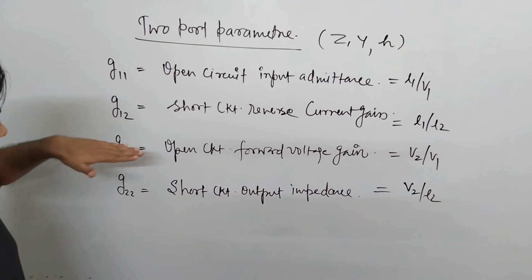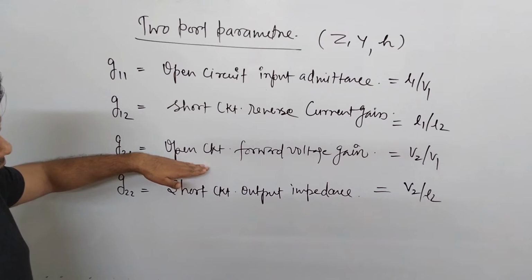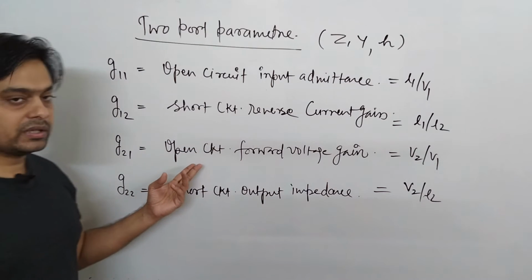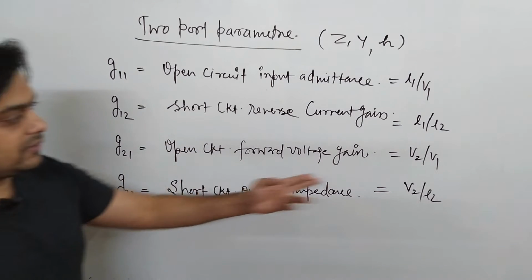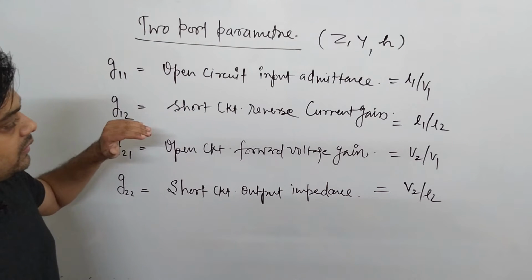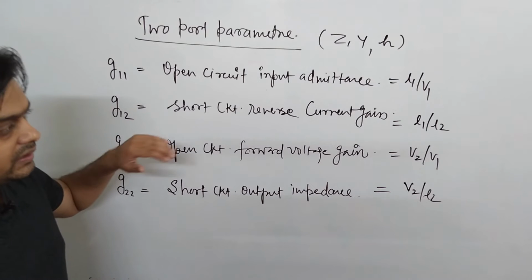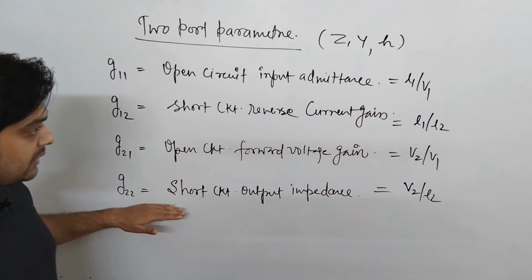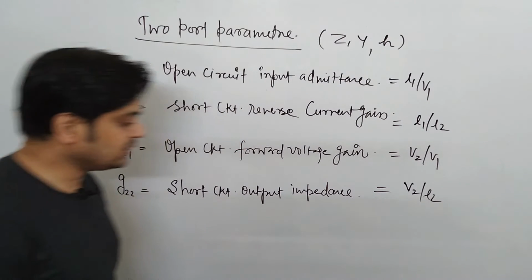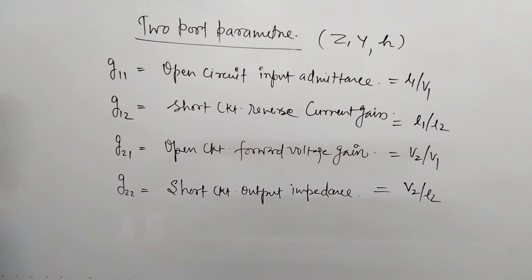Similarly, G21 we have found, that is open circuit forward voltage gain. Why is it open circuit? Because again I2 was 0, so that's why it comes to be V2 by V1. Similarly, it is short circuit reverse current gain, that is I1 by I2, and this is short circuit output impedance. Since it is V by I, it is referred to as output impedance. So this is all about the nomenclature of G parameters.